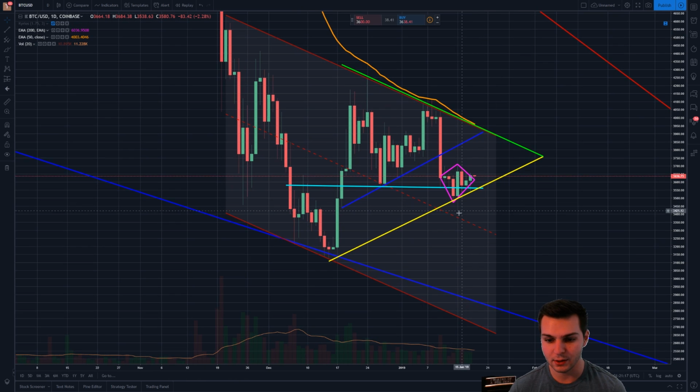Are we going to break down and touch this heart line? Are we going to be able to break this support over here? Is this pennant going to have a breakdown? Because while pennants can lean one way or another, they still are a relatively neutral formation and continuation pattern.